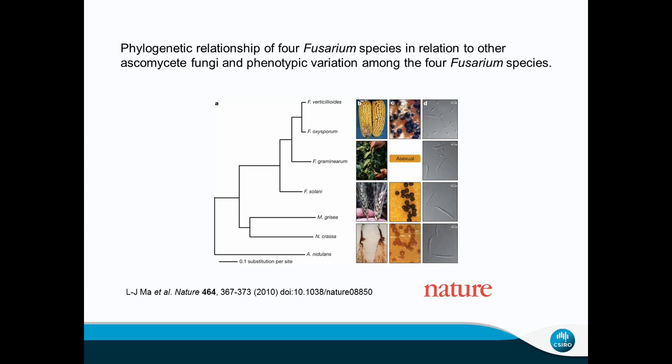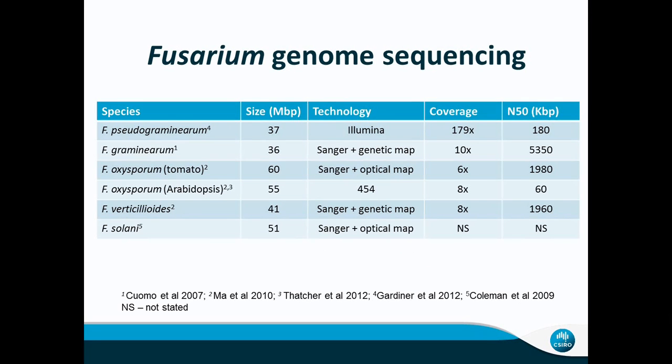These are the major species of Fusarium that we are dealing with. Fusarium verticillioides is a maize pathogen. Then we have Fusarium oxysporum, causing wilt disease in a number of commodities. And we have Fusarium graminearum, the head blight pathogen, as I mentioned, and Fusarium solani, the potato and solanaceous infecting pathogen. When you compare the genome sequences of these pathogens, Fusarium pseudograminearum, as I said, is the crown rot pathogen.